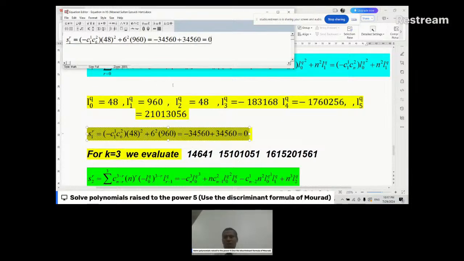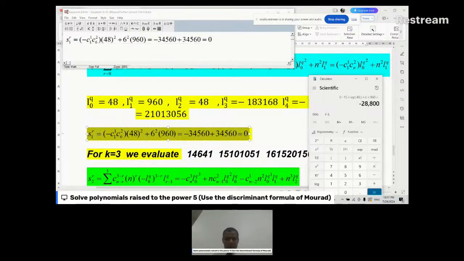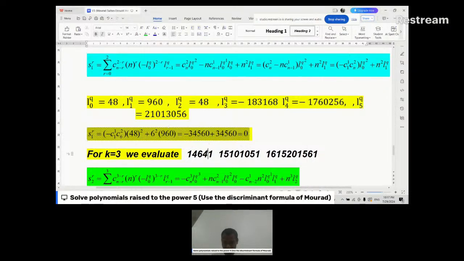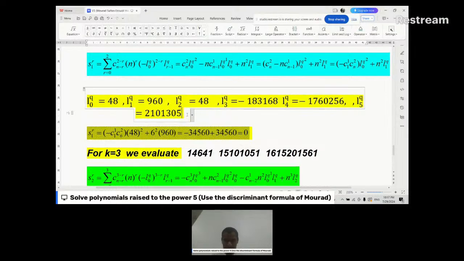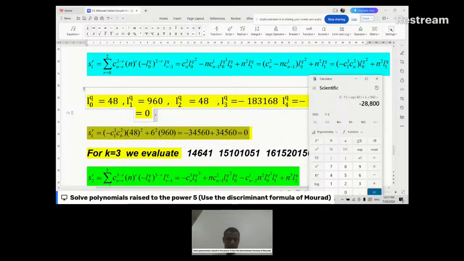Of course, here in my calculator, what we did exactly? Negative 15 times 48. Of course, this is 0, Mr. Murad. We told.